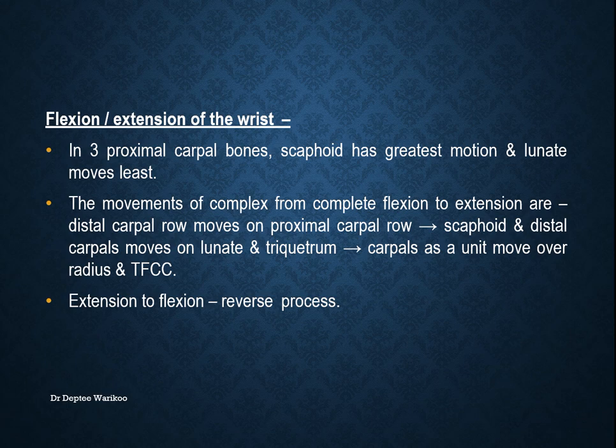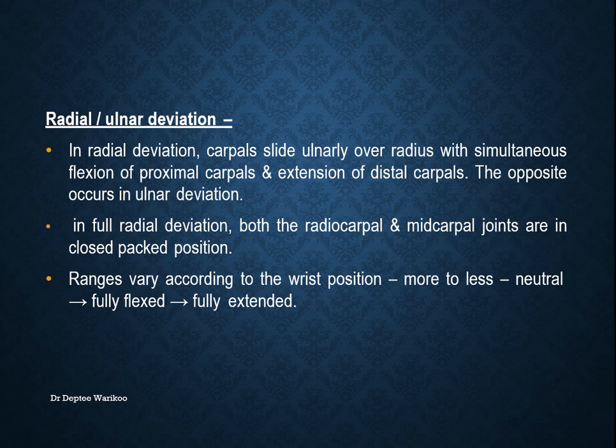It occurs as the proximal articular surface of the carpal moves as a relatively one solid unit on the radius and the triangular fibrocartilaginous complex. And when we talk about extension to flexion, it is absolutely the reverse process of what I just told you.